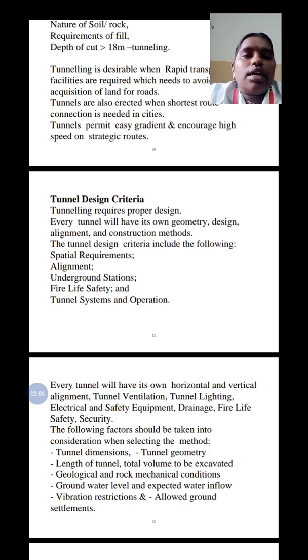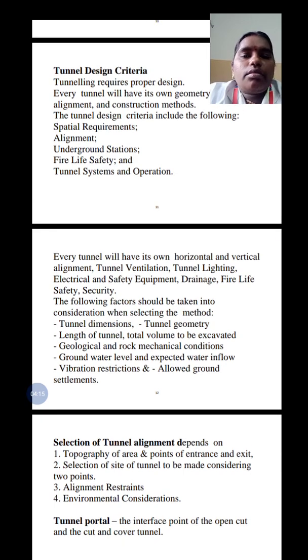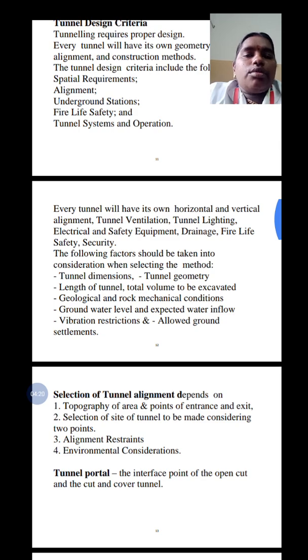Next is tunnel design criteria. A tunnel requires proper design. Every tunnel will have its own geometry design, alignment and construction method. The design criteria include the following. First, spatial requirement and alignment. Next, underground station, fire life safety, tunnel alignment and operations. Every tunnel will require horizontal and vertical alignment. Next, tunnel ventilation, tunnel lighting, electrical safety equipment, drainage, fire life safety, and security.